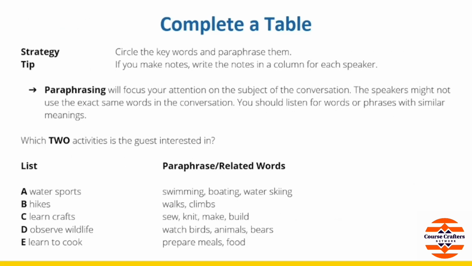And now we're going to review how to complete a table in the listening test. The most important strategy here to keep in mind is circling the keywords and paraphrasing them. Also, you have to make sure when you are taking your notes, you write them down in a column for each speaker. This will help you to stay focused and not get confused. Also remember, paraphrasing will focus your attention on the subject of the conversation.